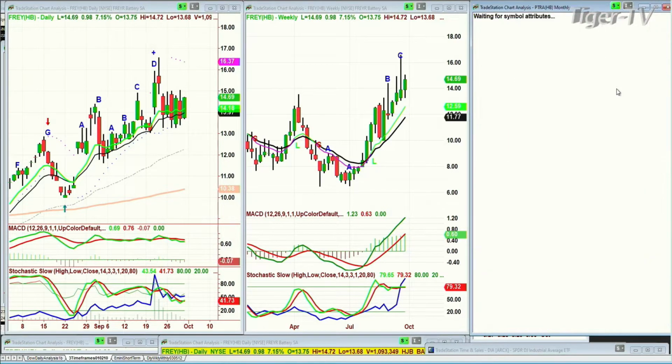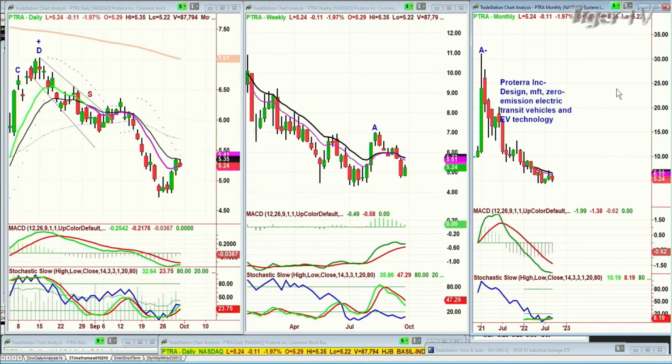PTRA, I believe I also had put in the group. Yeah, this is not acting. Today it's acting, the last few days acting very well. But this is one that went to the 30s. Proterra Inc., design, manufacture, zero emission electric transit vehicles, and EV technology. This one's had a much deeper correction, but it is making the lowercase h that went to a lowercase m. It's at $5.25. This is way more risky, but it's in the group. So I hope that's answering some of your question.